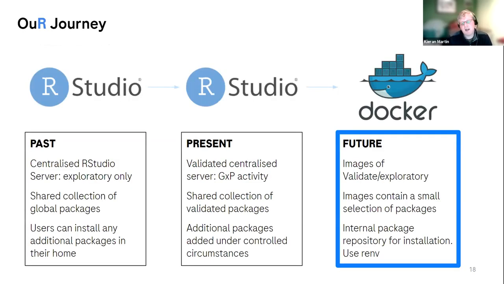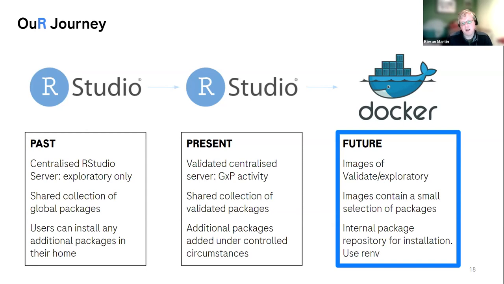So that takes me to my last slide, penultimate slide before we move on to the Nest project in detail, which is just thinking about the future as well. So when it comes to our packages in particular, but also the environment, we want to move away from this centralized server, which is quite restrained in how it works, and it kind of has to be one size fits all, and move to a situation where we take advantage of Dockerized technologies to build images of validation and exploratory. And that gives us a lot more flexibility to move quickly and to switch from one environment to another more flexibly.